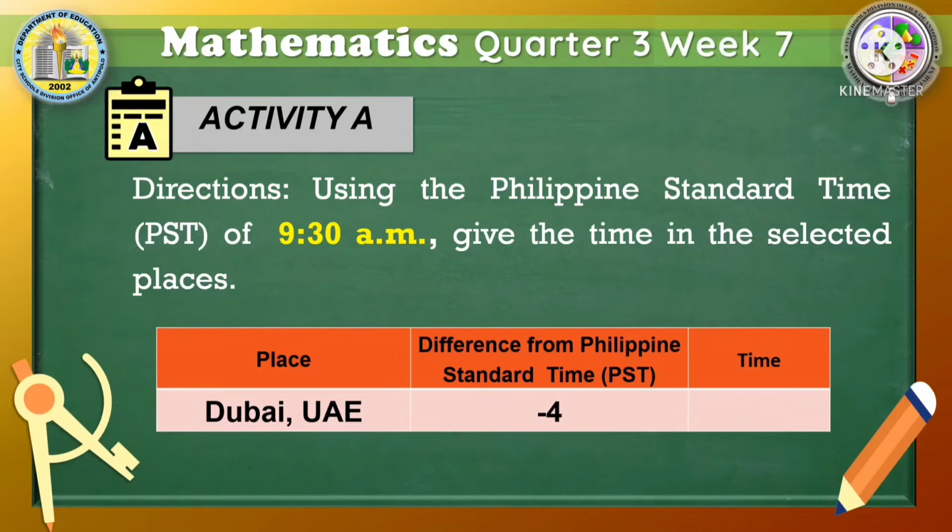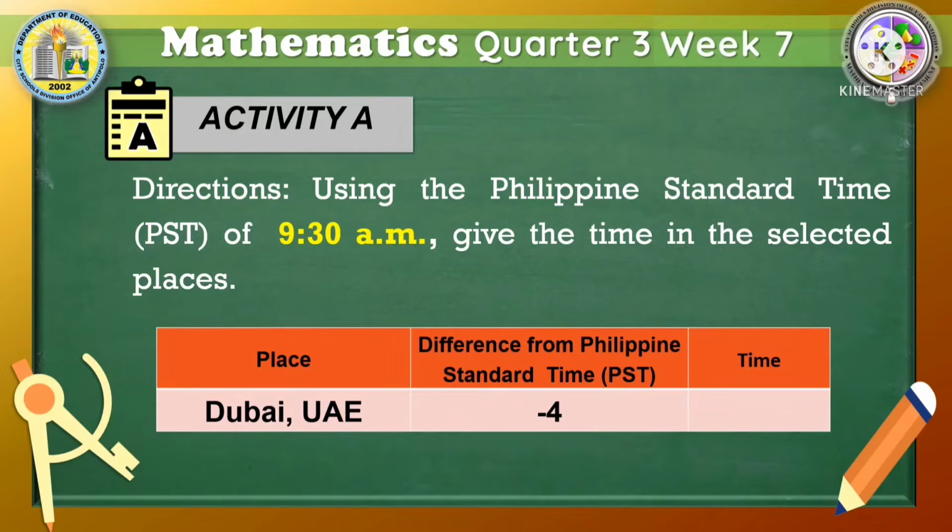I believe you are now ready for challenging activities. Let's apply what you have learned by answering the following exercises. Let's start with activity A. First, I am going to give you an example and you will accomplish the 5-item test after. Using the Philippine Standard Time of 9:30 a.m., give the time in the selected places. What is the time in Dubai if it is 4 hours behind?